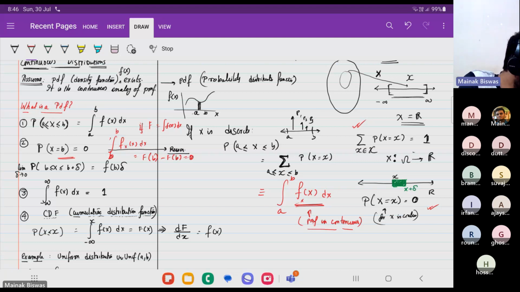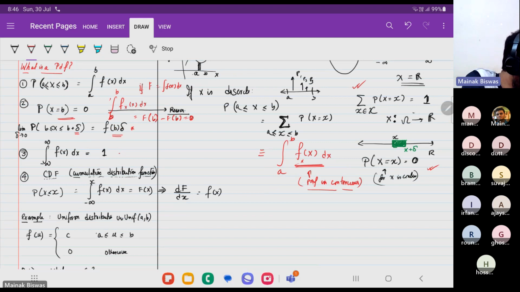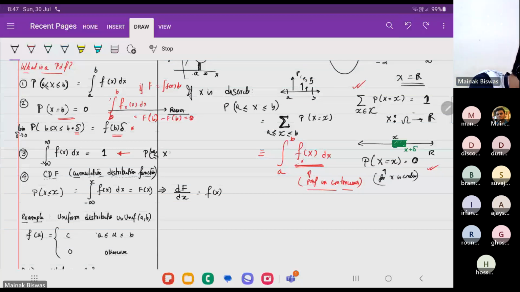Please interact, I'm telling you. Now, if you have delta such that delta tends to zero, can you tell me how I got this? We'll do this after some time. But first, tell me why this property is true: that the integral from minus infinity to infinity of f(x) dx is equal to 1. The entire omega lies between minus infinity and infinity. Very good. So this is nothing but the probability of X between minus infinity and infinity. What is this probability? This is just one, the entire omega.